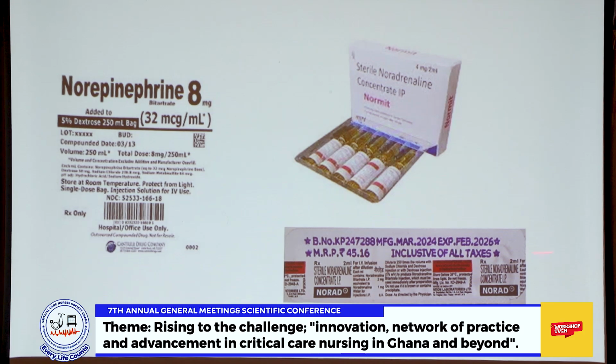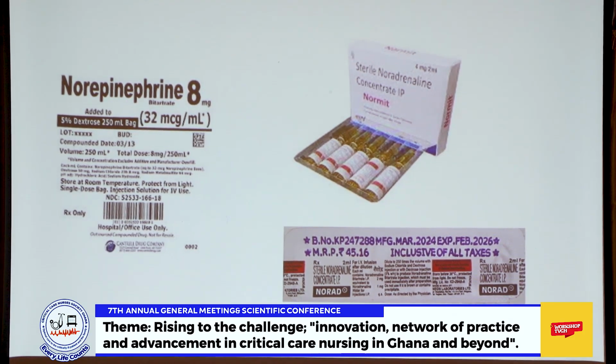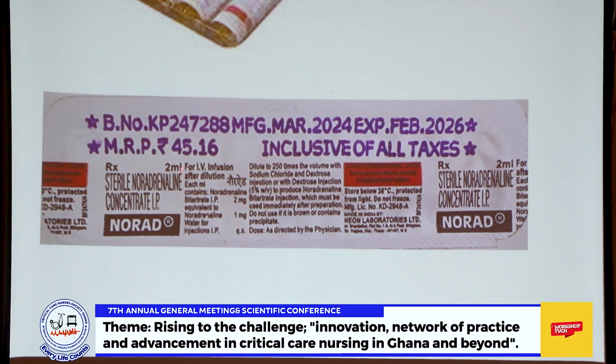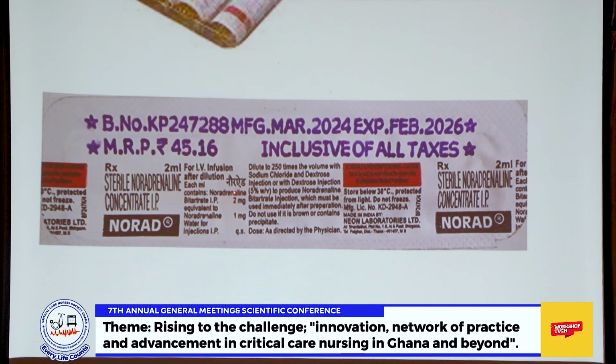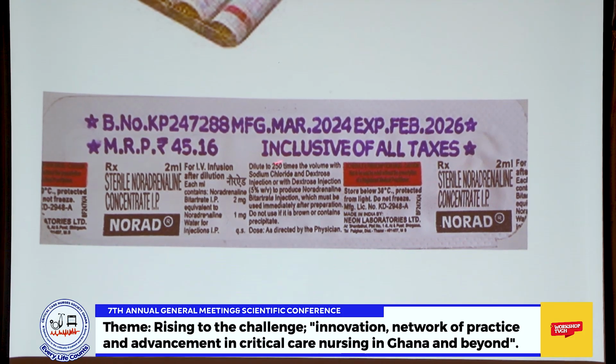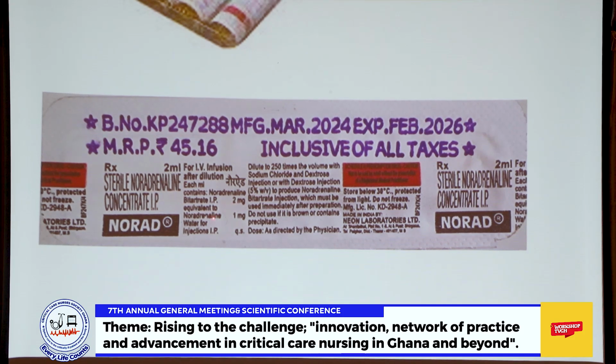noradrenaline that is in the market, this particular one. So let me just zoom in so that we see. So let's look at it closely. It says 2 ml, that's the volume, right? Each ml contains noradrenaline bitartrate 2 milligrams. So each ml, now the volume is 2 ml. So that's 4 milligrams of noradrenaline bitartrate, right? Now let's look at this. Equivalent to noradrenaline 1 milligram.